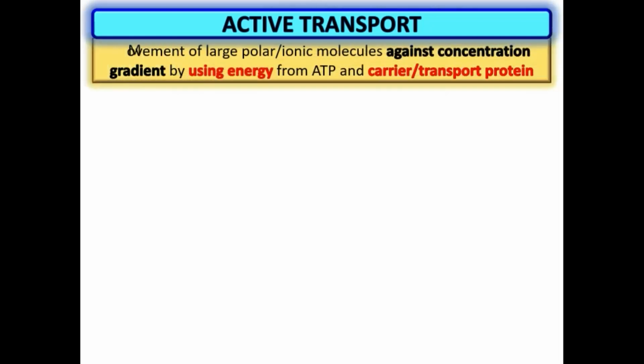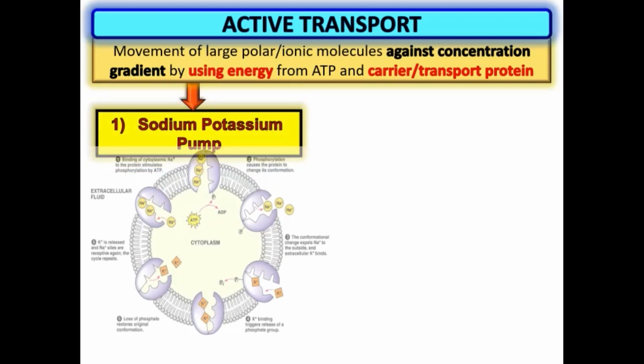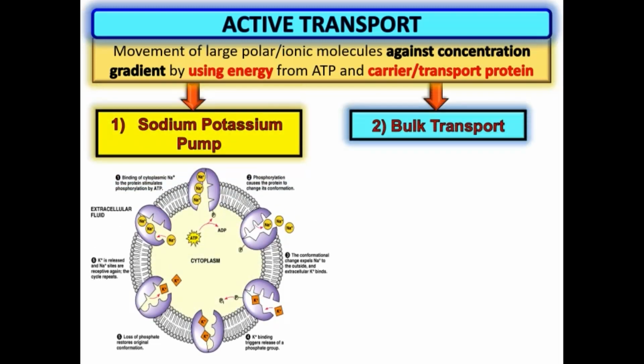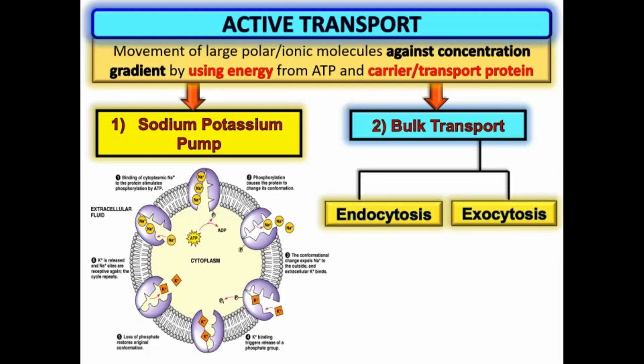Active transport. Movement of molecules against concentration gradient by using energy and transport protein. There are two types of active transport. Bulk transport divide into two. Endocytosis divide into two.